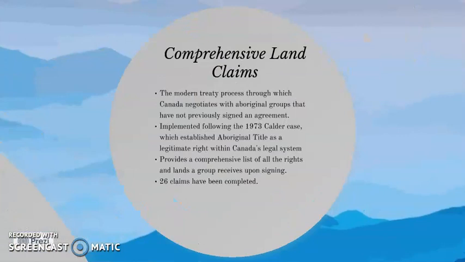Comprehensive land claims are the modern treaty process through which Canada negotiates with Aboriginal groups that have not previously signed an agreement. It was implemented following the 1973 Calder case, which established Aboriginal title as a legitimate right within Canada's legal system. It provides a comprehensive list of all the rights and lands a group receives upon signing, and thus far 26 claims have been completed. There are hundreds in the negotiation process, and the average amount of time it takes to complete an agreement is 13 and a half years.